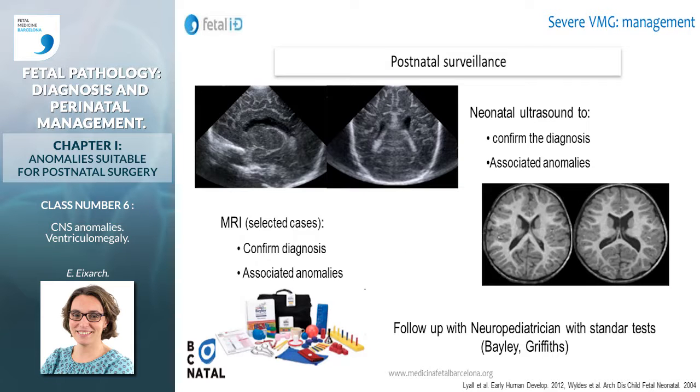What will the postnatal management be? Ultrasounds will be performed to confirm the diagnosis and assess the associated anomalies that we were capable of detecting antenatally, and also an MRI if necessary to confirm the diagnosis of associated anomalies. In these cases, we should always arrange follow-up with a pediatrician to evaluate the neurodevelopment of these children.